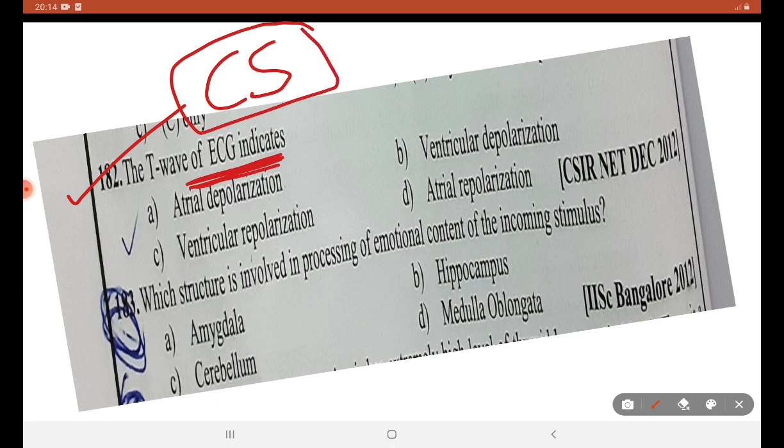Now, the 82nd question, of electrocardiogram. This is from cardiac system. ECG. This is a simple school question. T wave represents ventricular repolarization. C is the right answer.